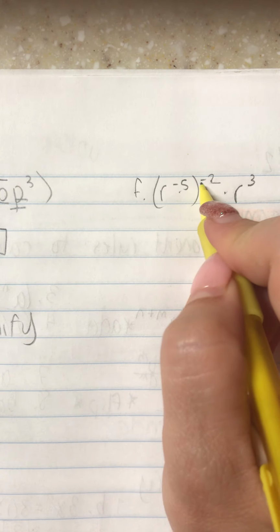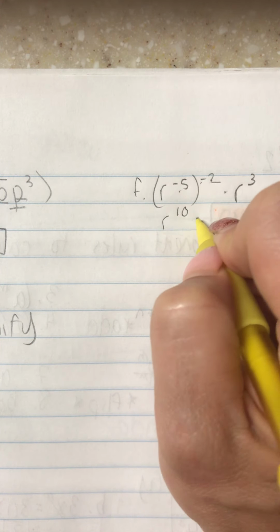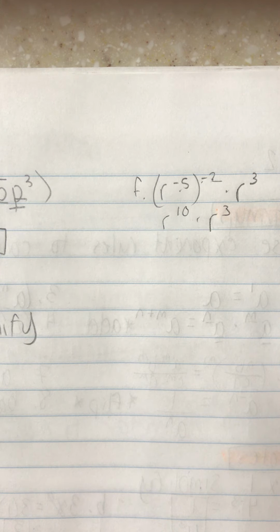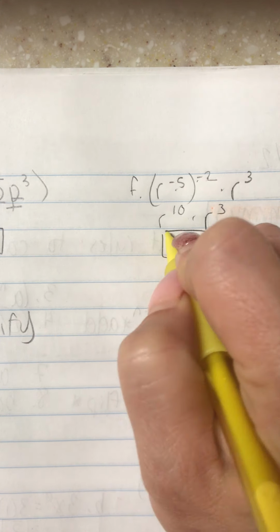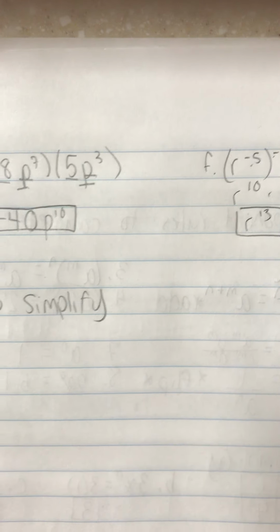Okay, negative times a negative, positive. I have r to the 10th times r to the 3rd. This is a 2-stepper. So I have a power to a power, I multiply. Now I'm going to do what? Add. r to the 13th is my final answer.